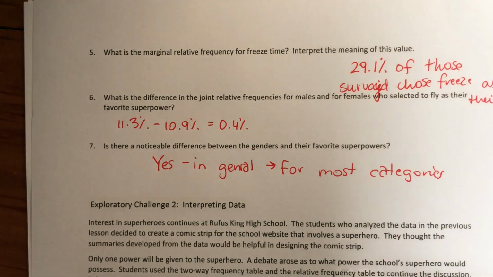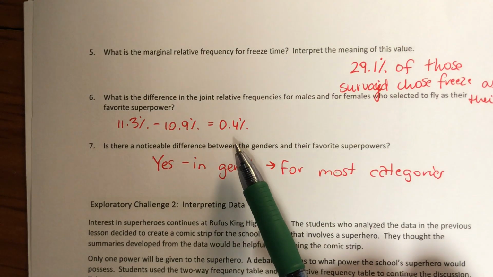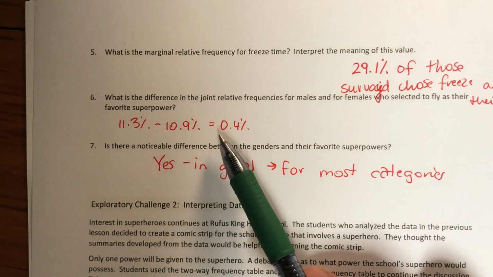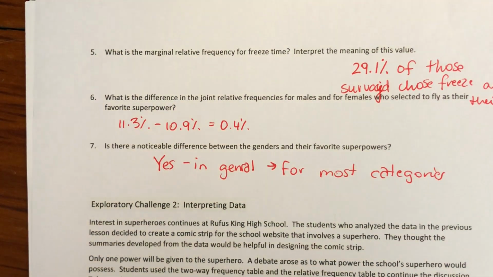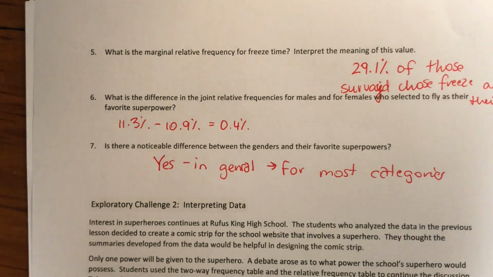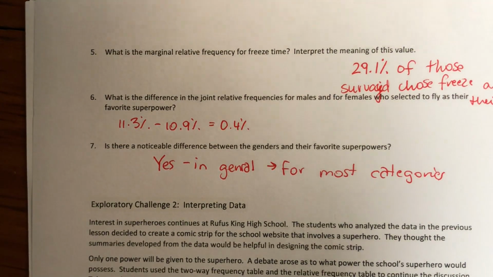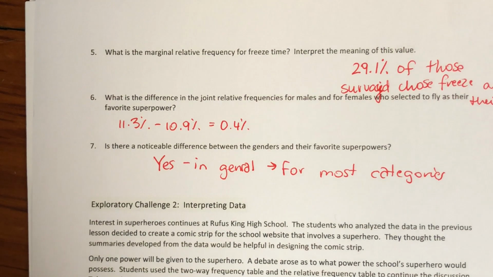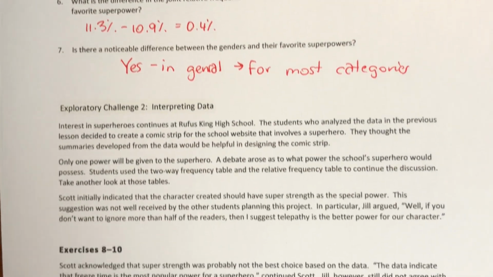So is there a noticeable difference between the genders and their favorite superpower? If you look at that, well, in this case, it's not the one that we found for number 6. But if you look at all the other ones, I would say that in general, for most categories, there is a noticeable difference. And again, when you organize the data in a table like this, it is nice to see.